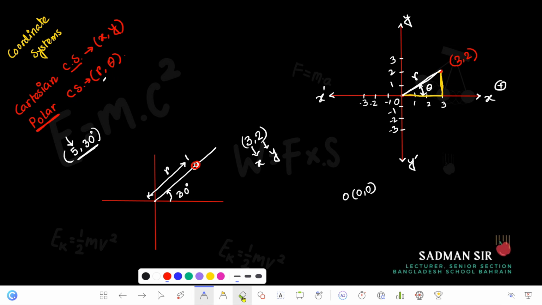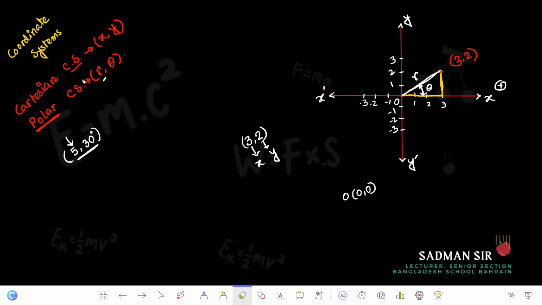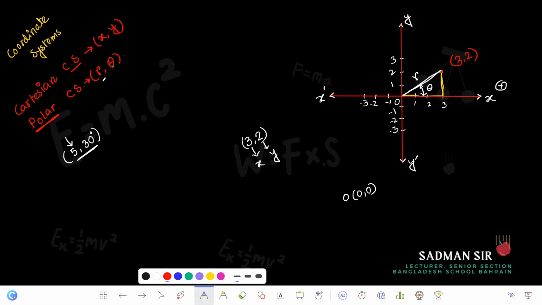Okay, now how to find out the value of r and theta? For example, if I give you the Cartesian coordinates, that means x and y, the values of x and y are given, you have to find r and theta, the conversion between them. Okay, so first we need to develop the formula, right?